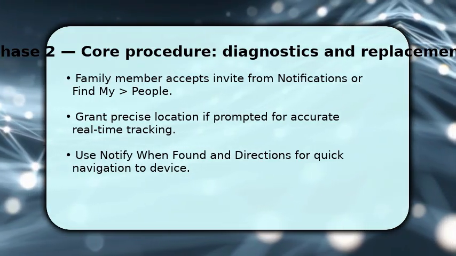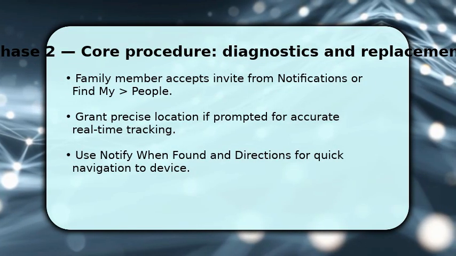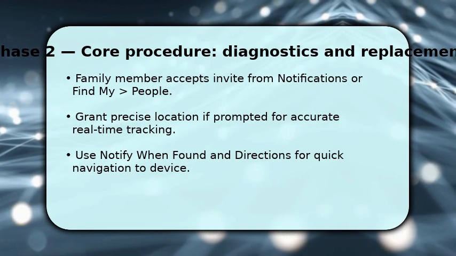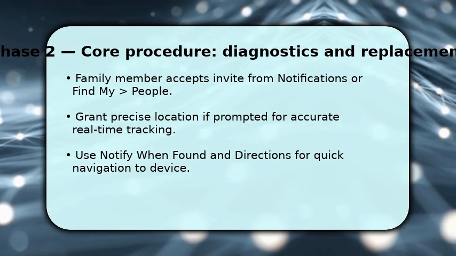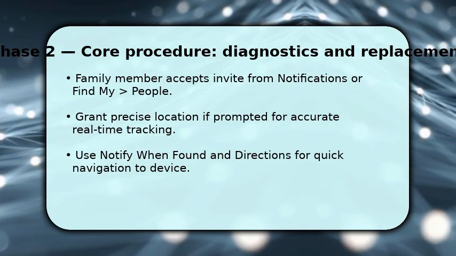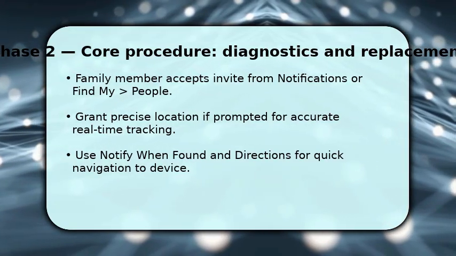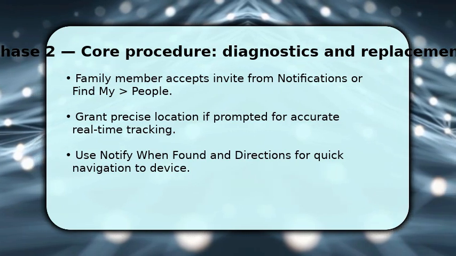If sharing an iPhone, enable location services and background app refresh to keep updates alive. Then configure Notify when found and tap directions inside the app for turn-by-turn routing to a missing device. These steps ensure reliable tracking. To finish, review Advanced Controls in the Devices tab.